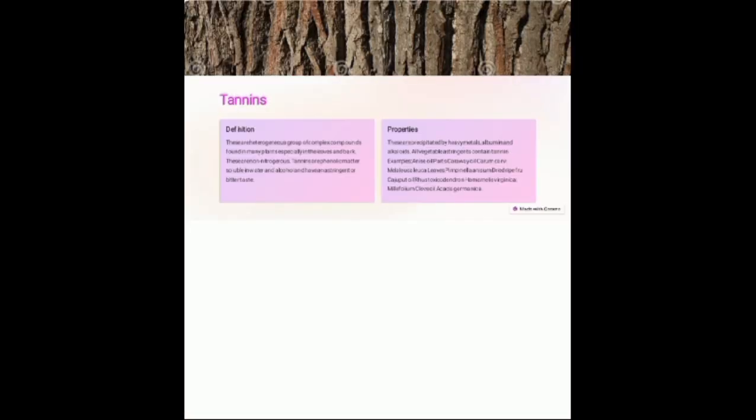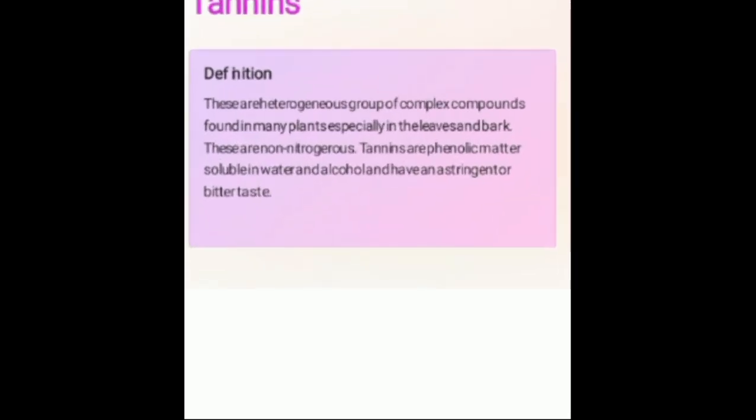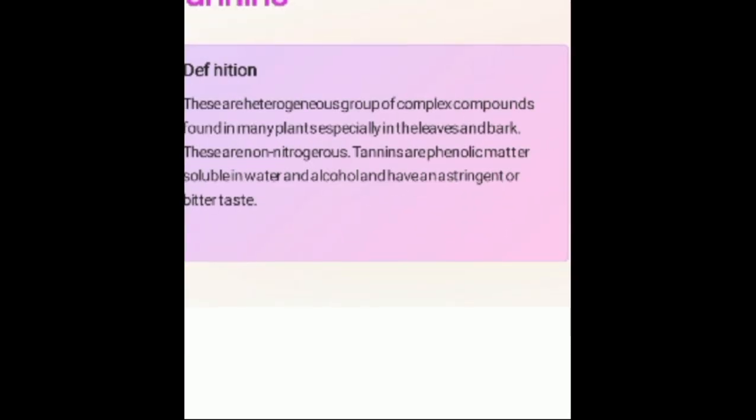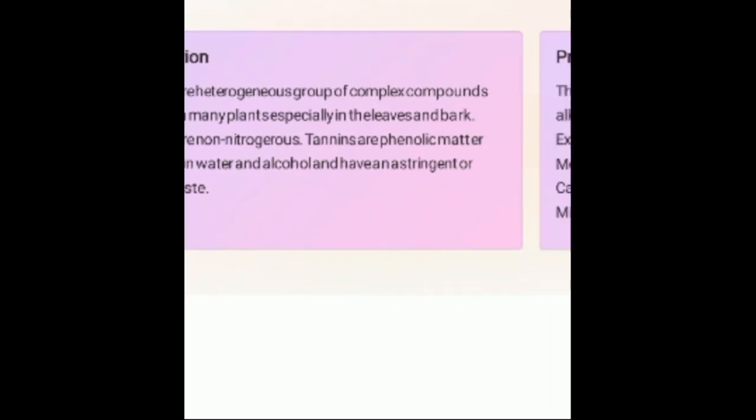Next we have tannins. Tannins, resins and gums are the external exudates of the plant. Tannins are a heterogeneous group of complex compounds which are found in plants, especially in the leaves and the bark. They are mainly seen in the leaves and bark. They are non-nitrogenous.